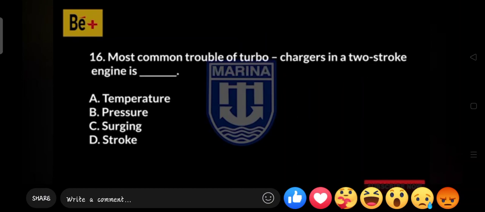Most common trouble of turbochargers in a two-stroke engine is A. Temperature, B. Pressure, C. Surging, D. Stroke. The answer is C. Surging.